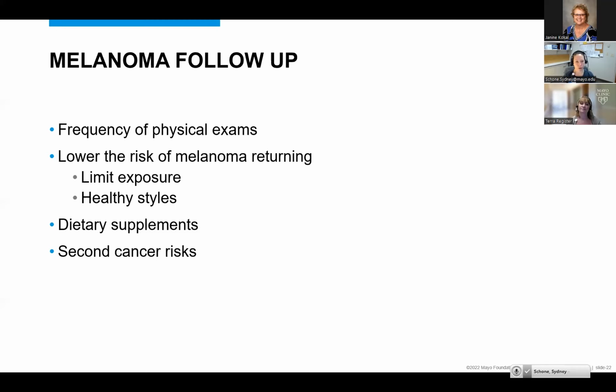We also want to reduce our risk of second cancers. Melanoma survivors are more at risk for other skin cancers, including melanoma, salivary gland cancers, small intestinal cancers, breast cancer, prostate cancer, kidney cancer, thyroid cancer, soft tissue cancer, and non-Hodgkin lymphoma. But the most common is another skin cancer.